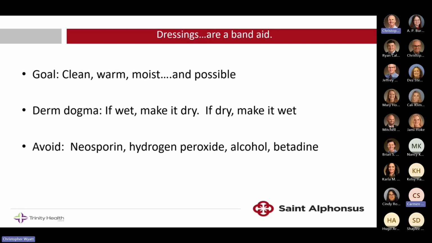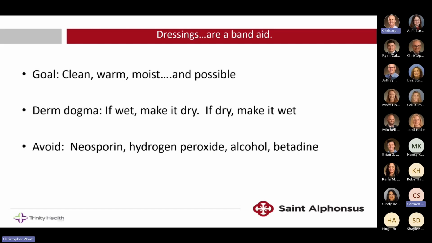Right? So in general, you want a wound dressing that keeps the wound clean, keeps it warm, keeps it relatively moist, and practical, meaning can the patient do it themselves, or is there access to somewhere that can help them with the dressing? Can they afford the dressing? And then the other is the dermatologists, I think, are right in some regards where if it's wet, you want to make it dry.